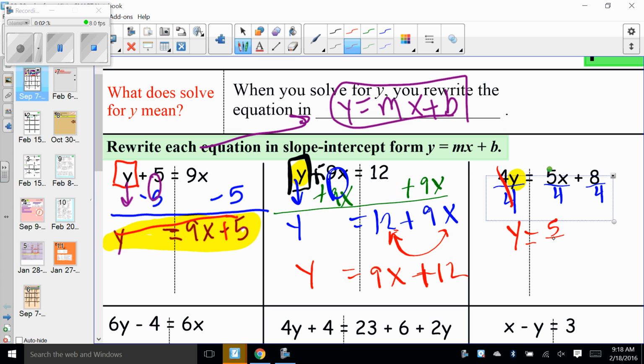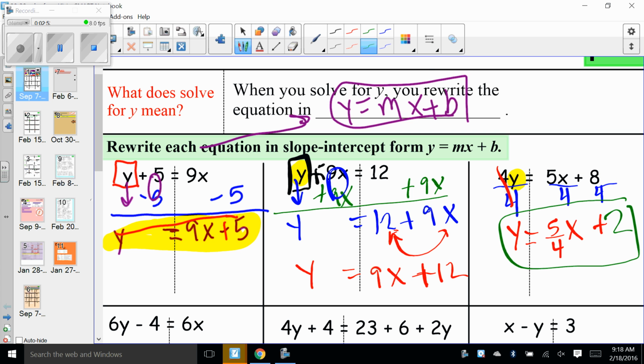We have the fraction 5/4 x. Notice how I kind of separated those two things, pulled them apart. I can do that legally in math. Plus 8 divided by 4, and that second fraction is 2. We have a 2 there. So there's our y equals mx plus b, and we are done solving for y.